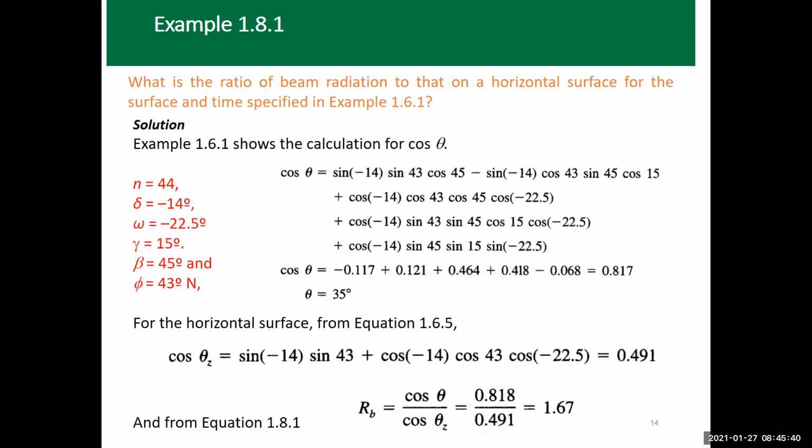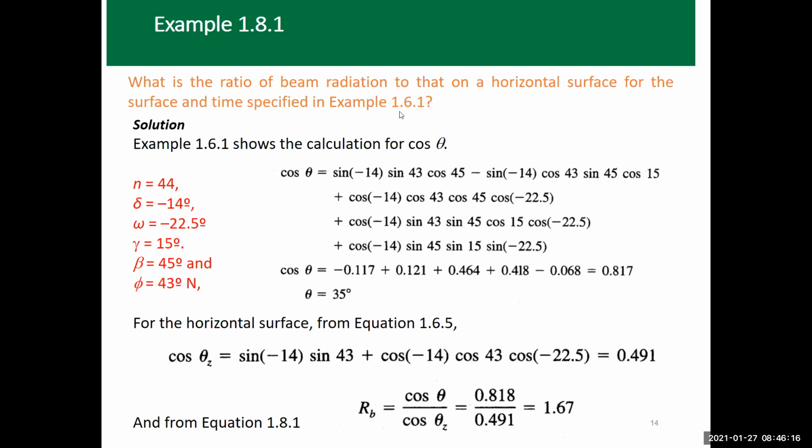This is the general case. You are asking for the ratio of the beam radiation to that on a horizontal surface, for a surface and time specified in example 161. In example 161, it was a fixed surface which is not rotating at all. A flat plate collector, for example, that you are putting in a certain direction and the direction does not change. And this is why you can see the long equation here for theta. That's the one that we have seen earlier and the one that I started with today. So cosine theta can be calculated from here.